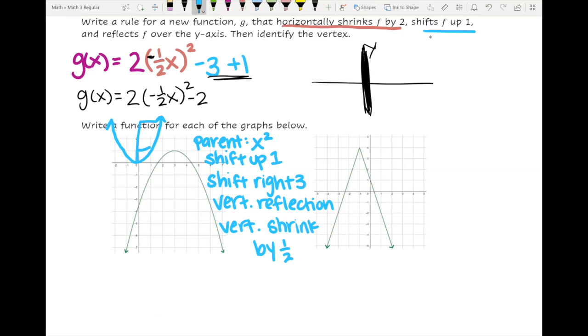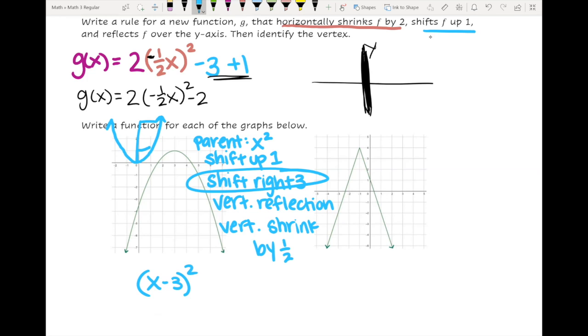All right, so on our parent function, the x squared, we are going to do everything that is horizontal in the parentheses with the x, because x's go horizontally. So moving to the right, that's horizontally. So I will make a -3 in with the x to shift everything to the right by 3. Everything else has to do with vertical. It has to do with y values. So those are not going to go in the parentheses with the x.